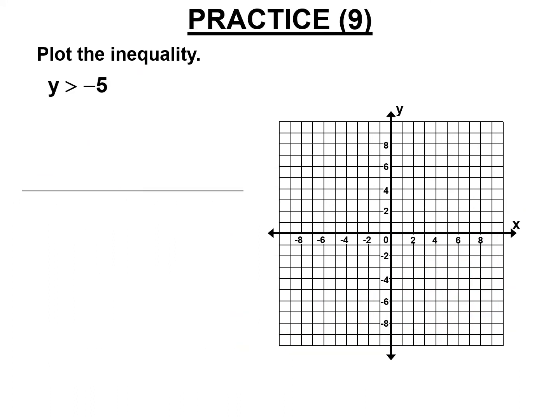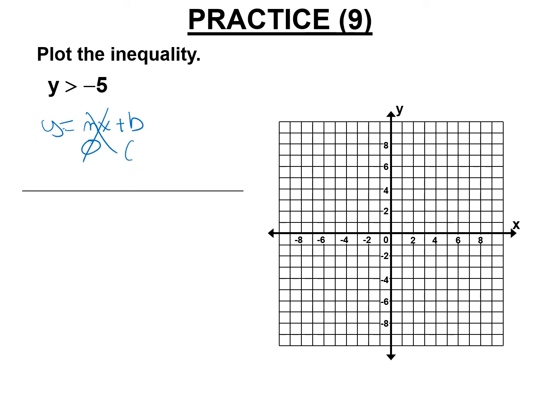All right, so plot y is greater than negative 5. All right, so now we have y by itself. So this is sort of in y equals mx plus b form. M is 0. That's why there's no x. So what kind of line has a slope of 0? Horizontal, hopefully you just said.